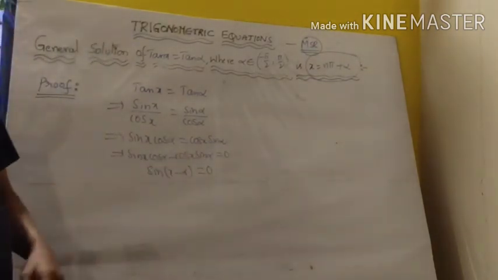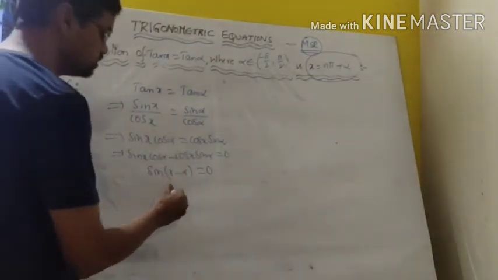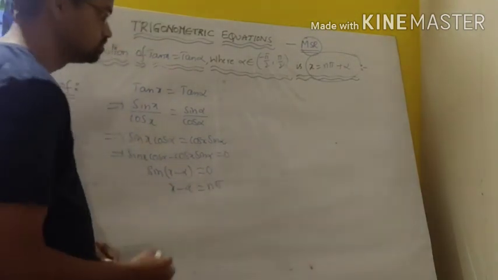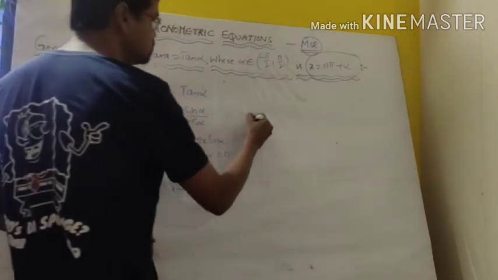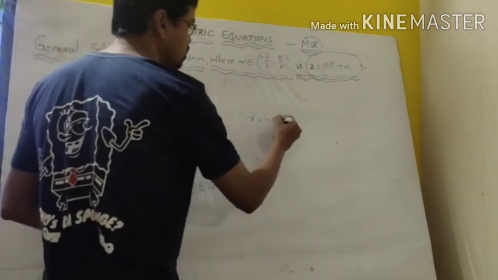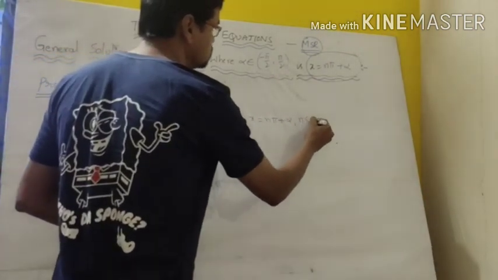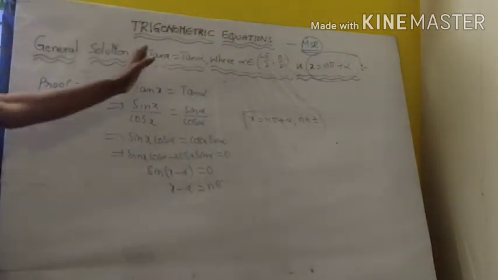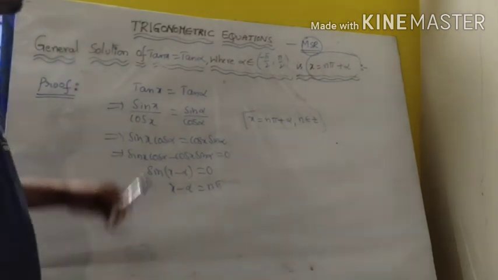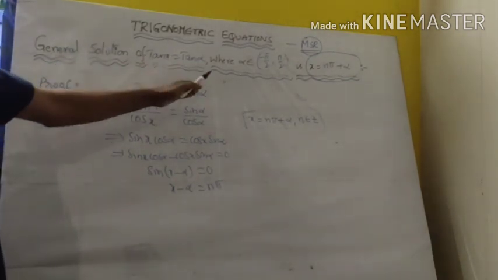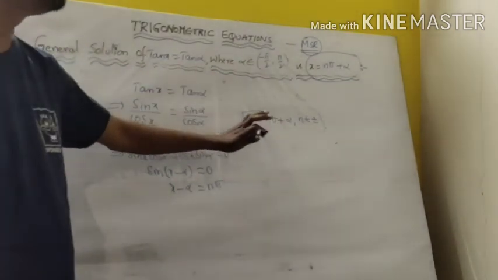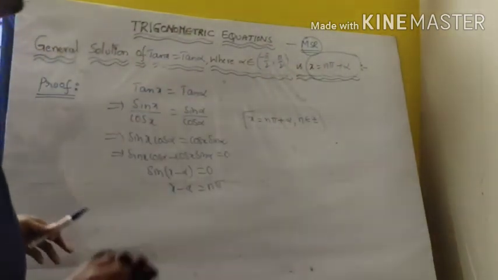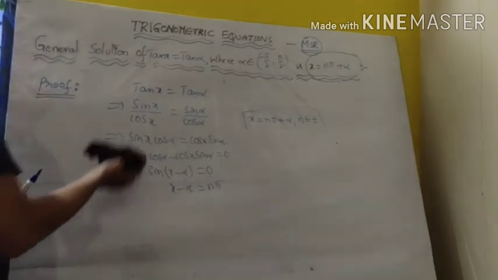Since sin theta is 0 for all multiples of pi, x minus alpha equals n pi, where n belongs to Z. So x equals n pi plus alpha, where n is any integer. So this is the general solution for tan x equals tan alpha. The general solution of tan x equals tan alpha, where alpha is the principal value of tan, is x equals n pi plus alpha, where n is an integer. So next.